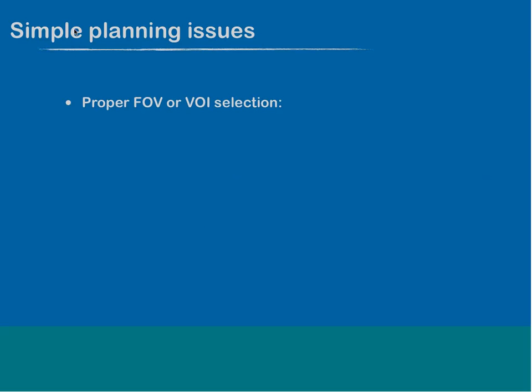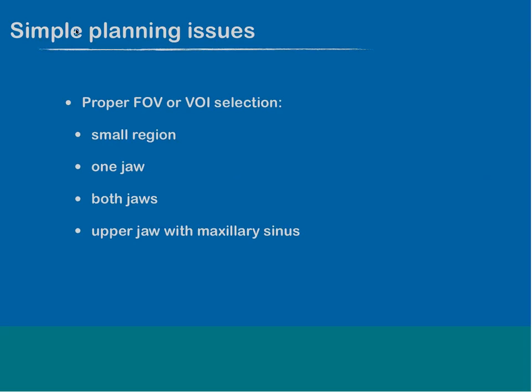So, next point is the selection of some proper field of view or volume of interest. That means what kind of volume do I need for my planning? Do I need only a small region, let's say of 3 to 4 teeth, or must it be even more than about one jaw, upper or lower jaw, or both jaws, if I want to acquire upper and lower jaw for planning in all regions, or shall I acquire the upper jaw with maxillary sinus?